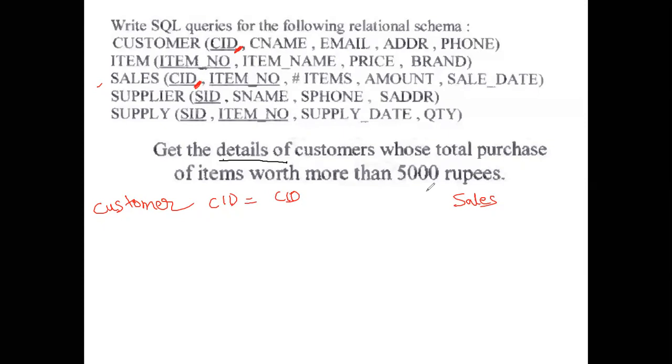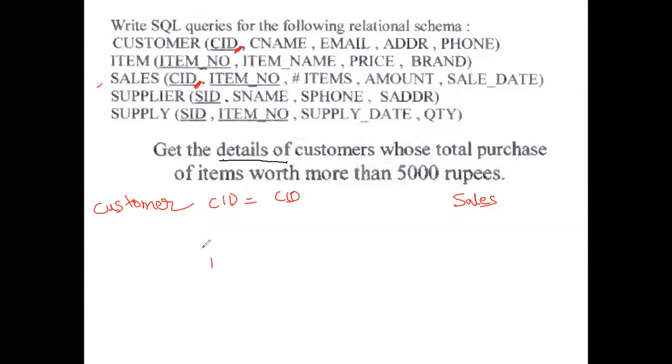5000. If you look at the attributes of this particular sales table, CID is present, item number is present, number of items, amount and sale date. So one tuple of sales will be related to one customer and one item. But a customer would have bought many items. In the question, it is not asked whether it is about a single item or all the items. Since it is not mentioned whether it is a single item, we have to consider all the items.